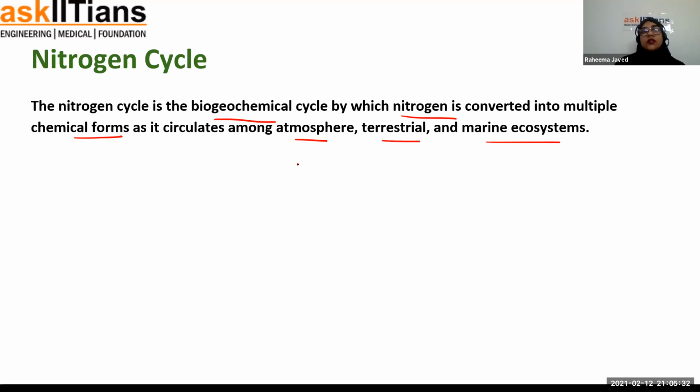When we talk about nitrogen, the percentage of this element is 78% in the air, right? So 78% of the air contains nitrogen.